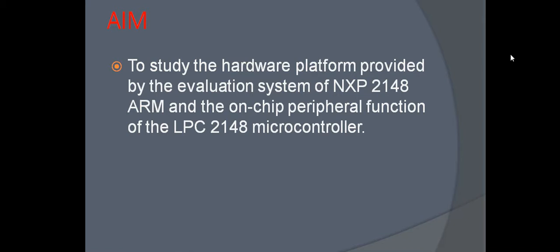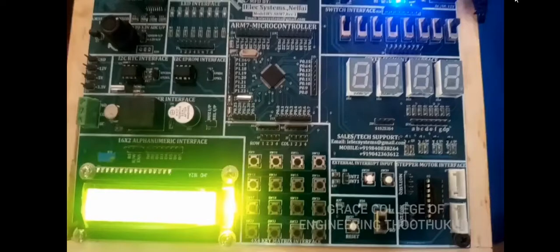So the aim is to study the hardware platform provided by the evaluation system of NXP LPC2148 ARM and the on-chip peripheral functions of the LPC2148 microcontroller. So now let's see the kit and see the various functions of the ARM kit. This is the top view of the ARM microcontroller kit. Now let's see one by one what are the various functions available which we can use for our experiments.